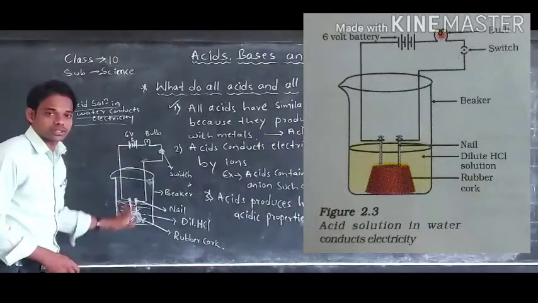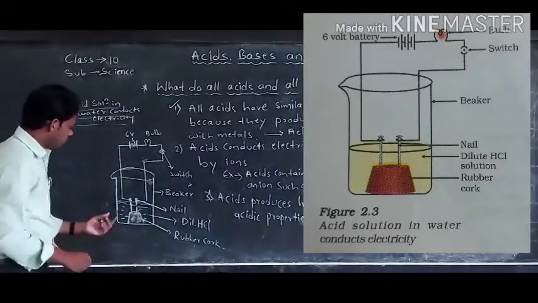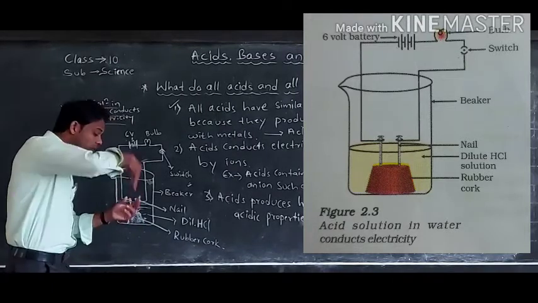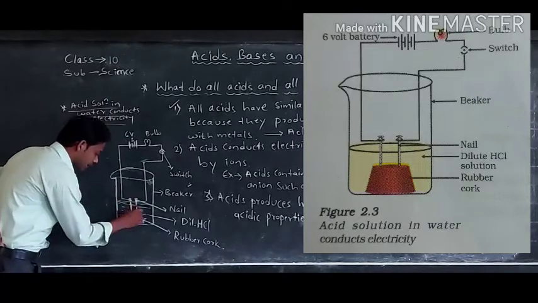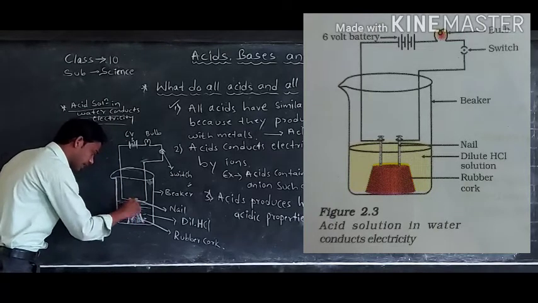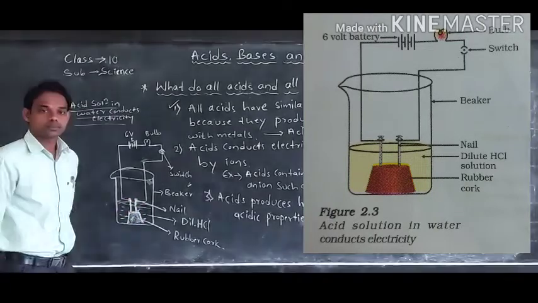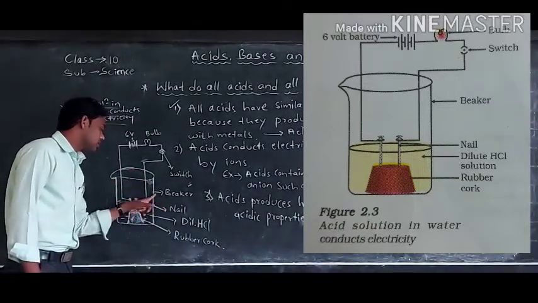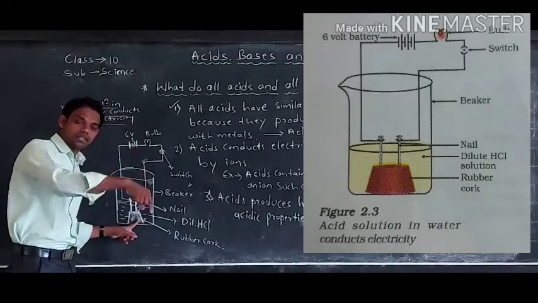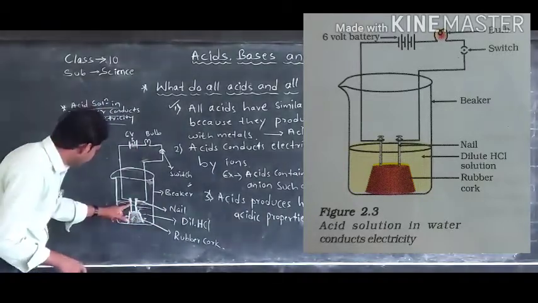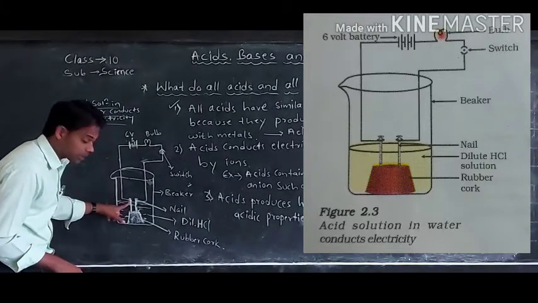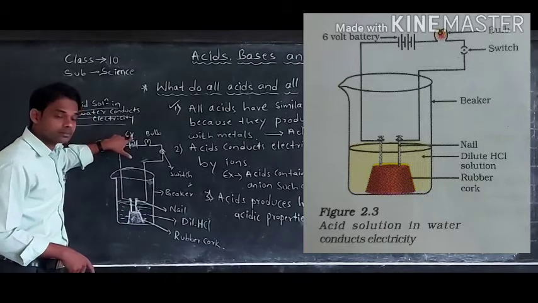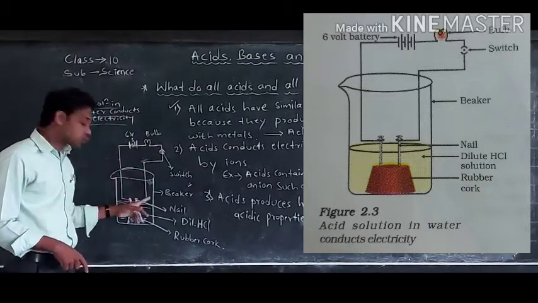Now we will study the procedure. Listen carefully. First, take a rubber cork and fix two nails on its surface. Now place it in the beaker. Connect the terminals of a 6-volt battery, bulb and switch to the nails.